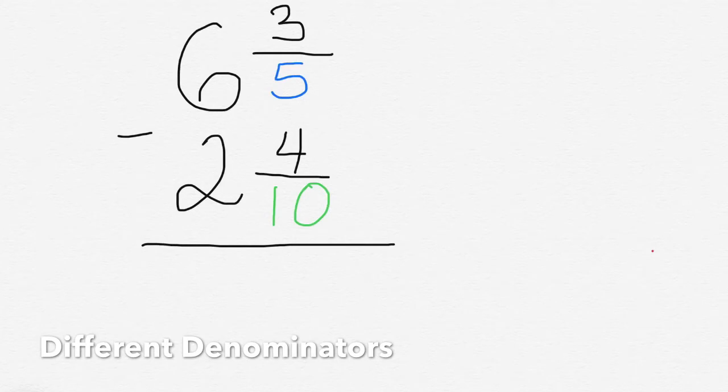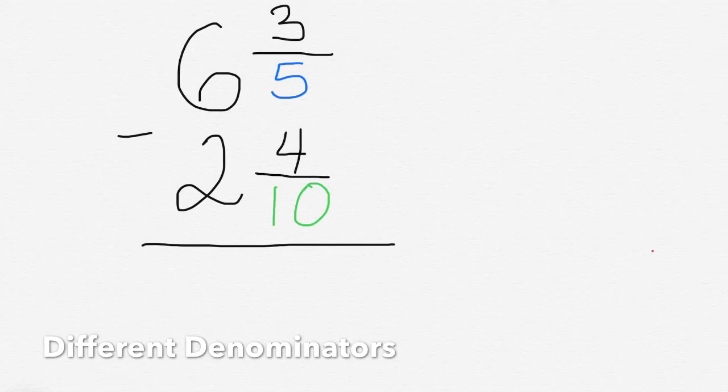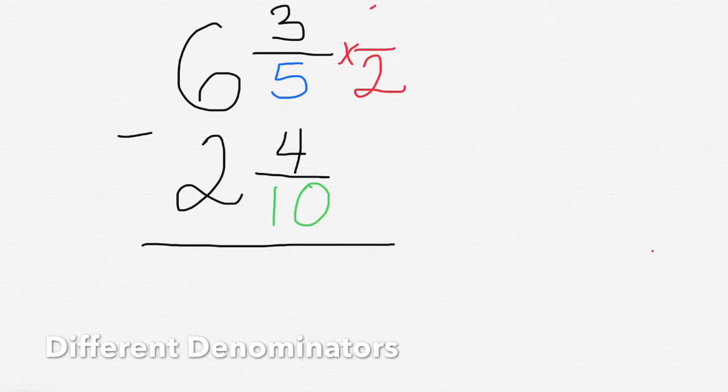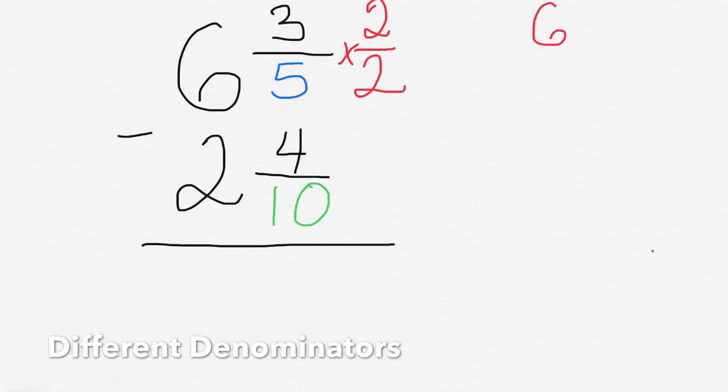So here we have 6 3/5 minus 2 4/10. And I notice that my denominators are not the same. But I know if I multiply 5 times 2, I would get 10. And whatever I do in the denominator, I have to do in the numerator. So I can rewrite 3/5 as 6 over 10.